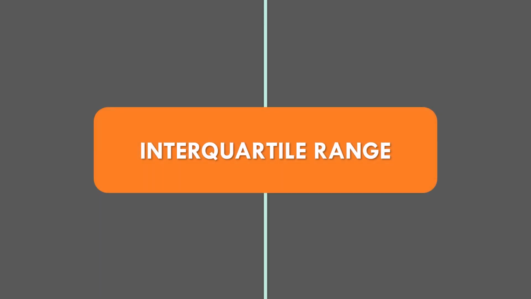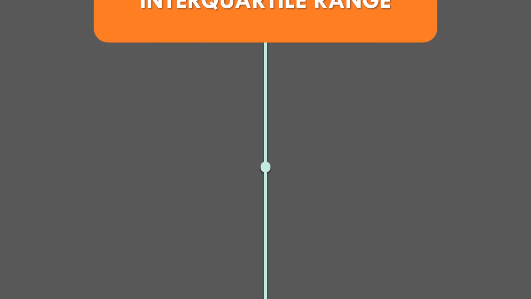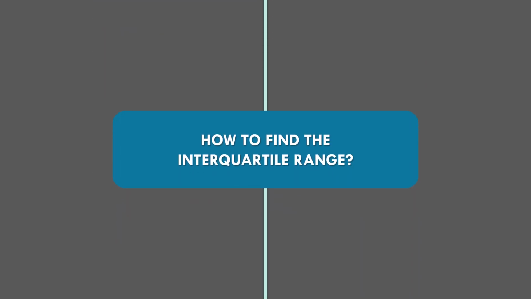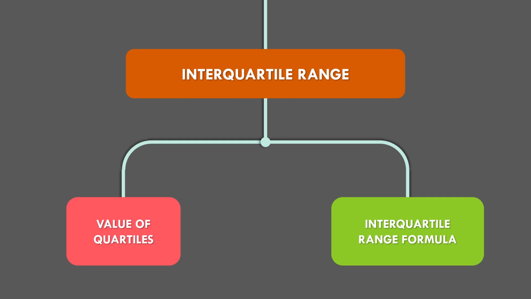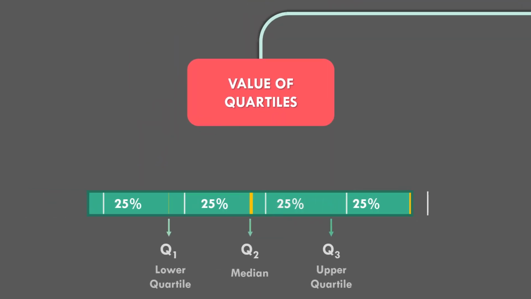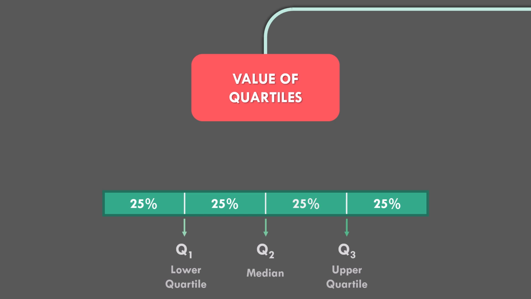Let us recap what you have learned about the interquartile range, how to find the interquartile range. The very important thing is the value of the quartiles and the interquartile range formula. To get the value of the quartiles, first find the middle in the given set of data, that is the quartile 2 or the median.